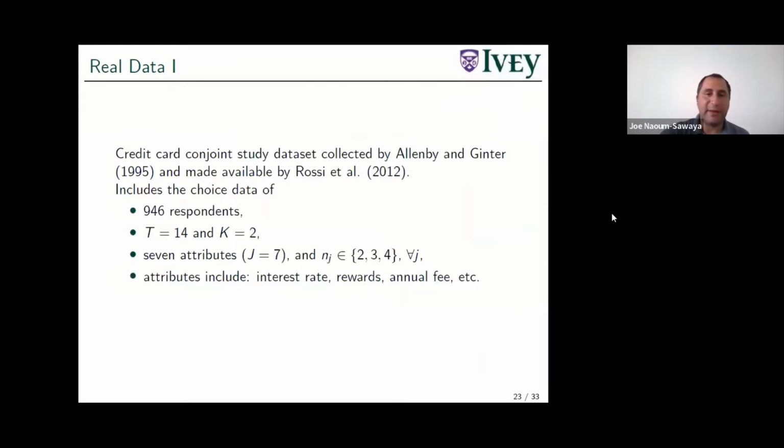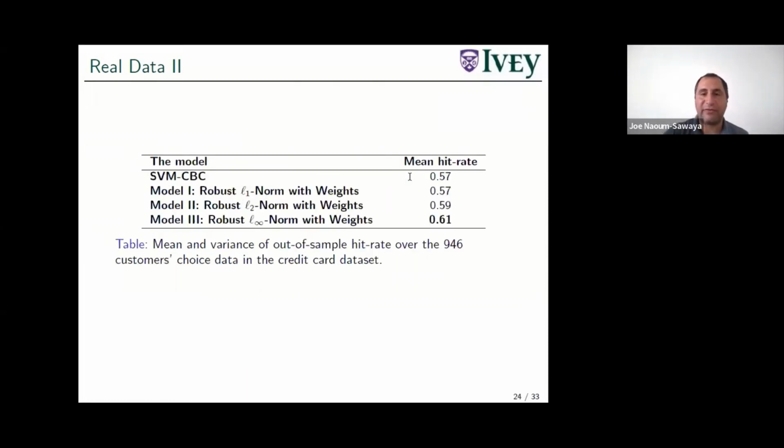We have the same experiments again on a set of real data, again doing the same type of analysis, showing that we obtain higher accuracy when we introduce some robustness in the models in the presence of error.